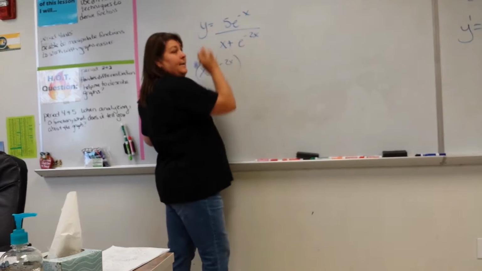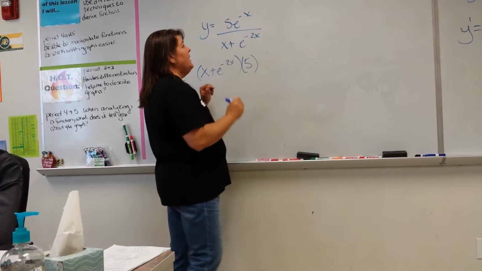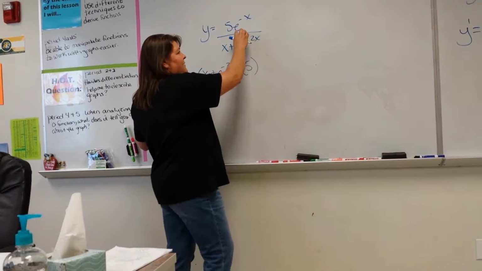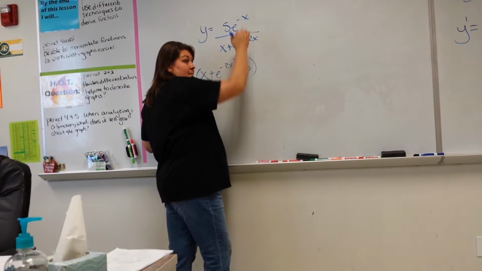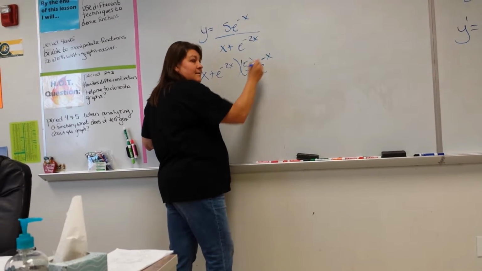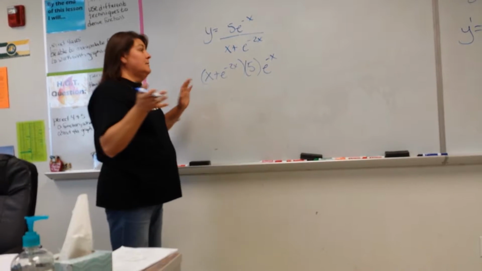So 5 just kind of goes for the ride. Okay, and Noah's helping me now. I have e to the negative x. So what will its derivative be? The derivative of the negative x is negative 1. E to the negative x times -1, because it's the derivative of that.